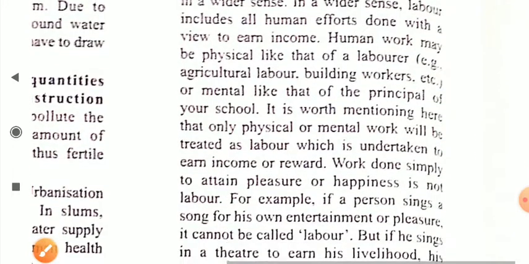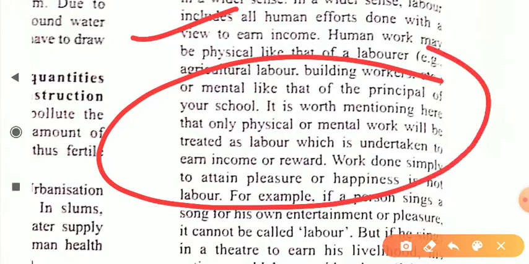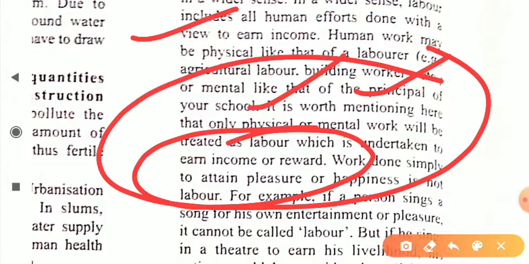Now human work may be physical, like that of a laborer, for example an agricultural laborer or building worker, or mental, like that of the principal of your school, like teachers. It is worth mentioning here that only physical or mental work undertaken to earn income and reward will be treated as labor. So keep in mind that physical and mental work done by any human being to earn income or reward is known as labor.